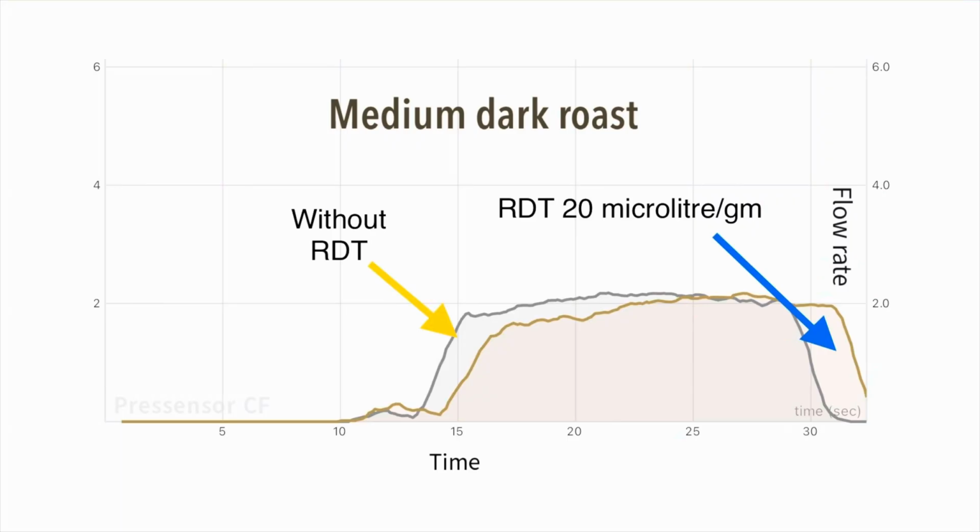With 20 microliters per gram, I found that the extraction times were slightly prolonged. I thought the coffee tasted a little bit better. I thought it was a bit smoother, a little bit less astringency. But the extraction times were not markedly prolonged. But if you look at Chris Hendon's study, they found that the extraction time was prolonged by up to 50%. Now, why is this the case?